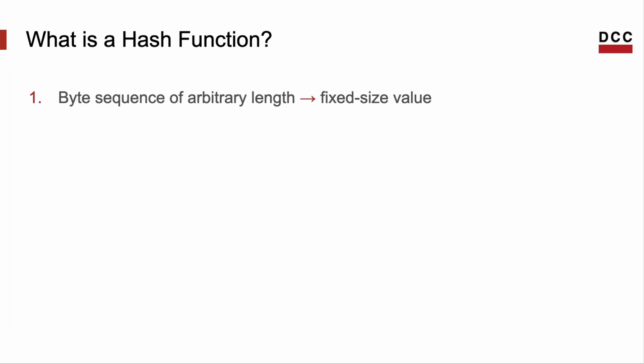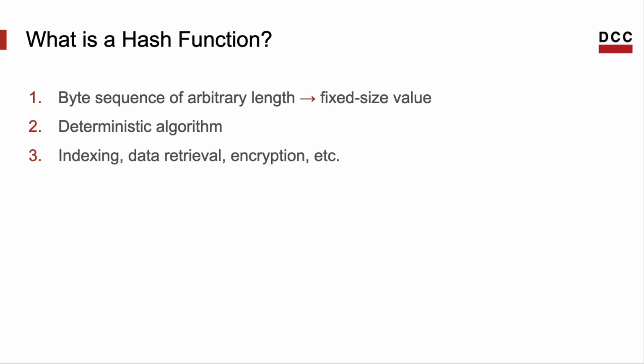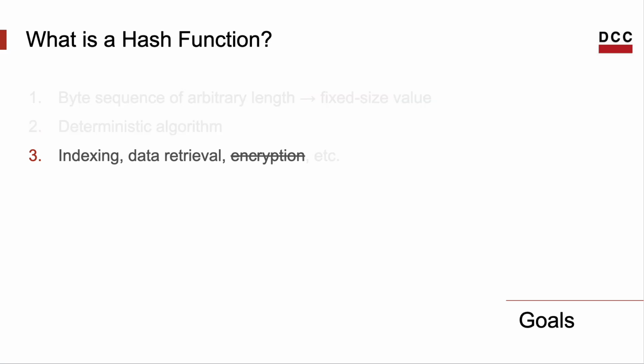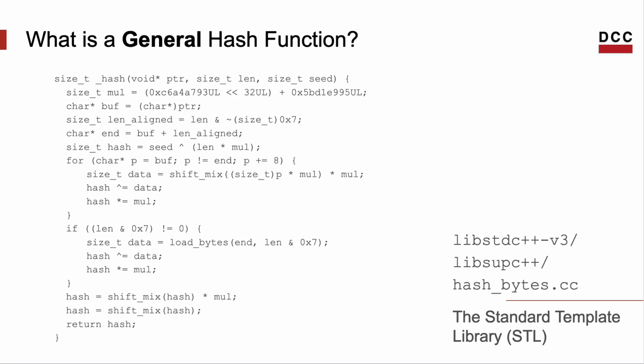But what's a hash function? That's a function that takes an arbitrary byte sequence and then produces a value of fixed size. It's a deterministic algorithm, and usually it's used for indexing, data retrieval, encryption, except that in our case we can't use our functions for encryption.